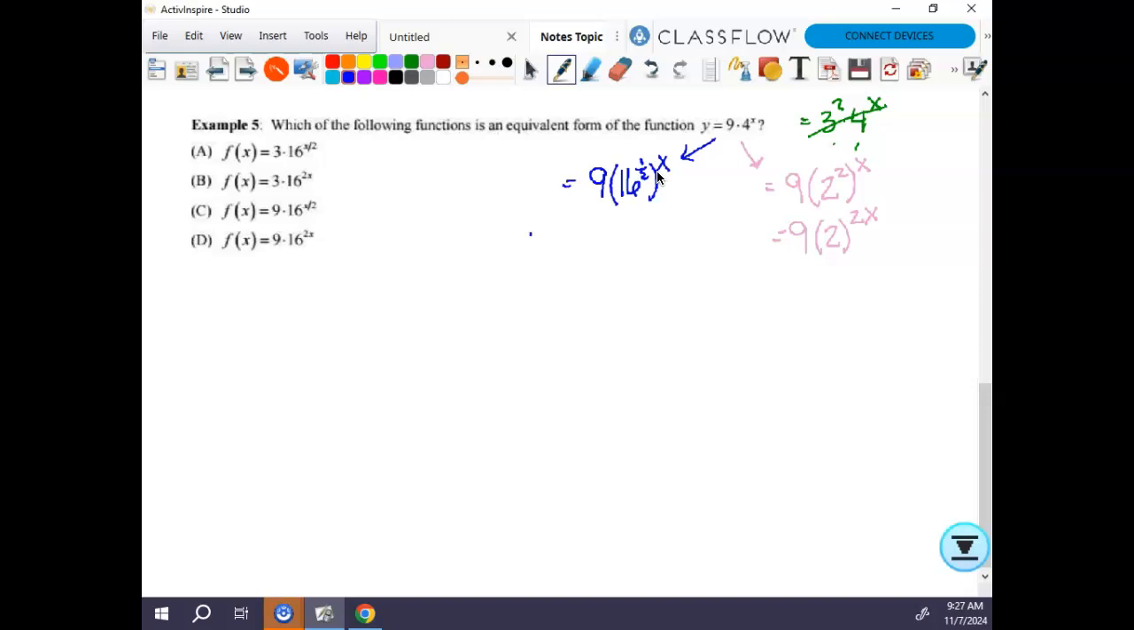And then when I rewrite it again, I get 9 times, well, this is going to be 16. And then when I do a power to a power, 1/2 times x is either 1/2 x or x over 2 either way, which makes my answer C. Okay. What questions do you have? We all good? Awesome.